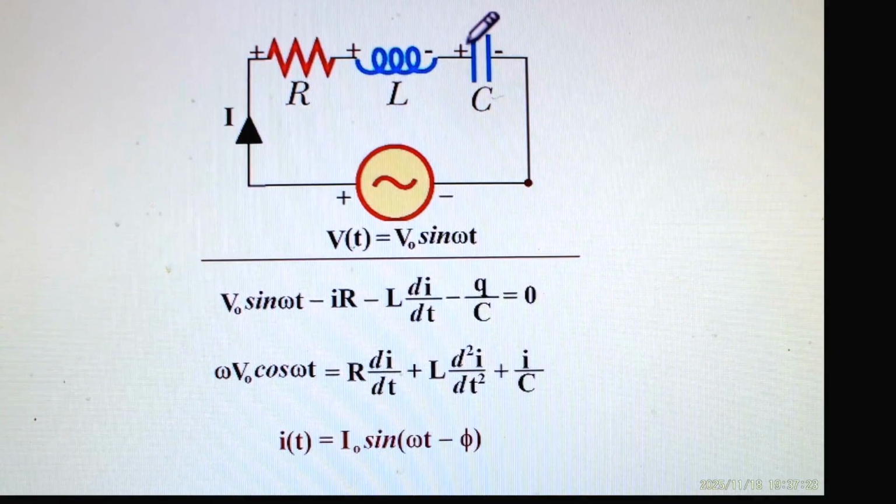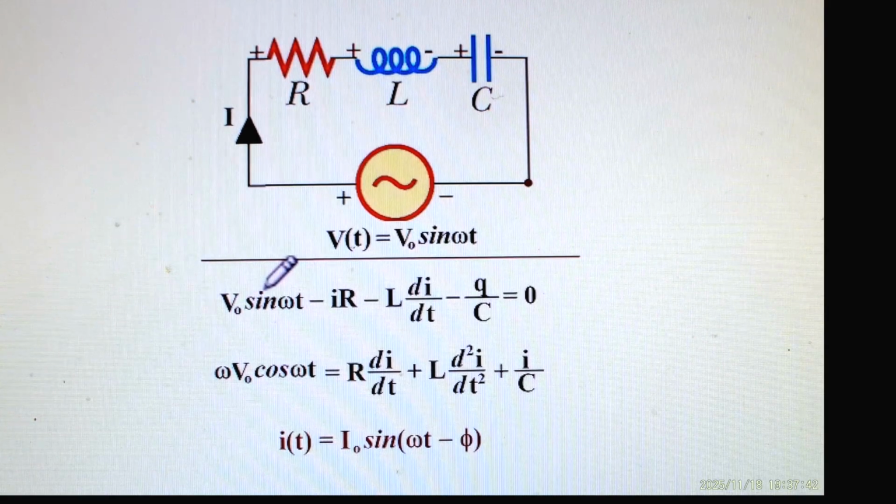And this side of the plate of the capacitor is positive because the current is clockwise, and we go through that, we lose potential, Q over C. We back up to this point, we call it 0. We differentiate this equation with respect to time.